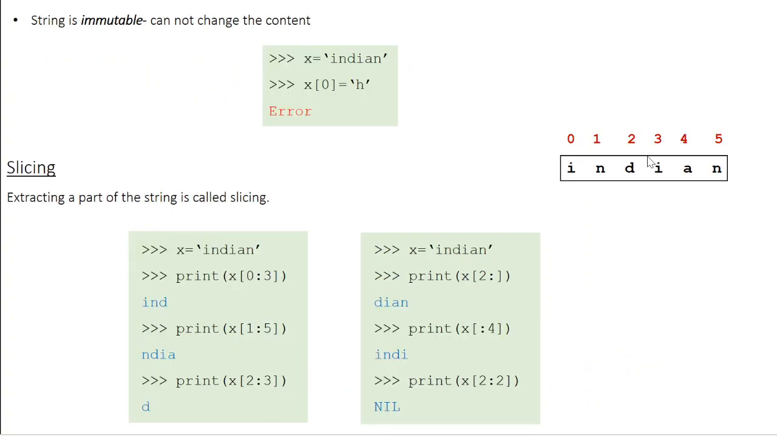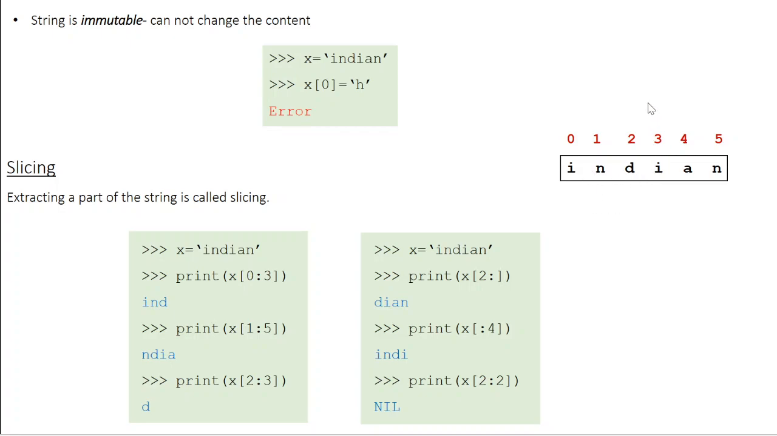Even though you are able to access each character using the index, you cannot change any of these characters. That's why we say string is immutable. You cannot change the content of a string. For example, if I take the string x equal to Indian, I know that the 0th character is I. If I want to change this to some other character, say H, instead of I, and I type x of 0 equal to H, the stack trace will give me an error because the characters of a string, you cannot change.